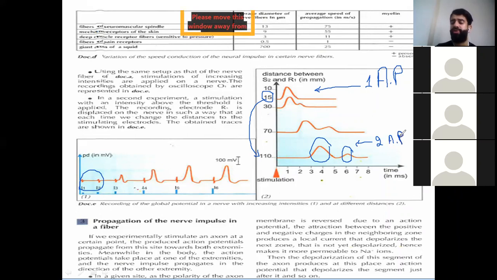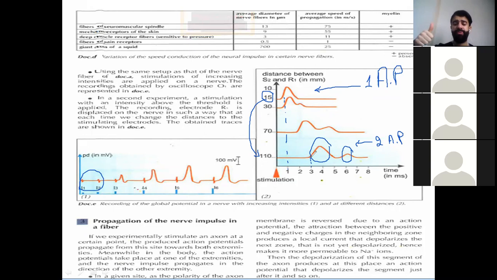So if we want to talk about this, first of all, the time needed for the first one, when the distance was 15 millimeter, is about what? After the stimulation, it is about 1 millisecond to cause an action potential. While after the distance is increased from 15 to 110, it needs about 3 milliseconds to have an action potential.